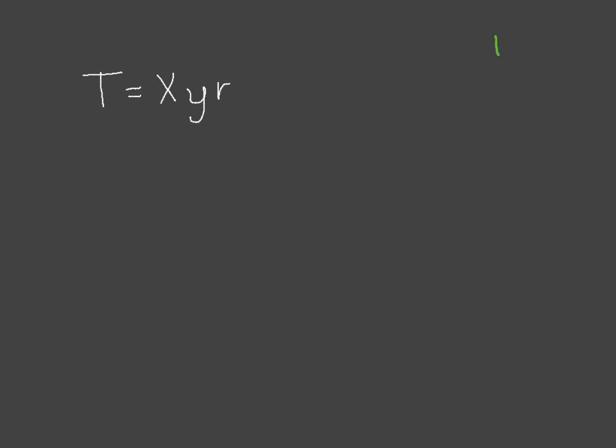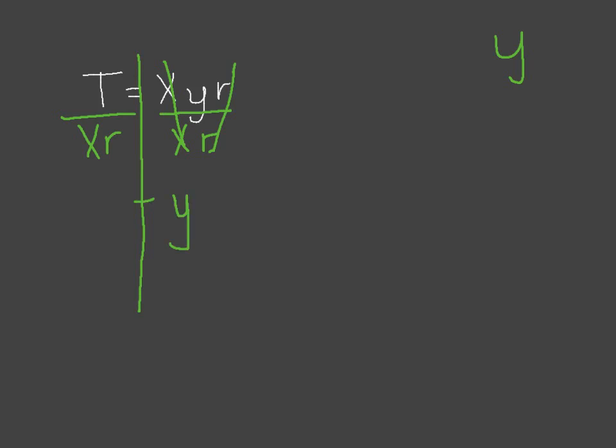This second one here, I want to get y by itself. I realize that if my x and my r are right next to my y, they are being multiplied. The opposite of multiplication is division. So I'm going to get rid of those things because I want the y to stay. So I'm going to divide by x and divide by r. Remember, whatever you do to one side, you have to do to the other. My x's cancel, my r's cancel, and I'm just left with y equals t divided by xr. Remember, I wanted y by itself, which I have, so I am done with my problem.